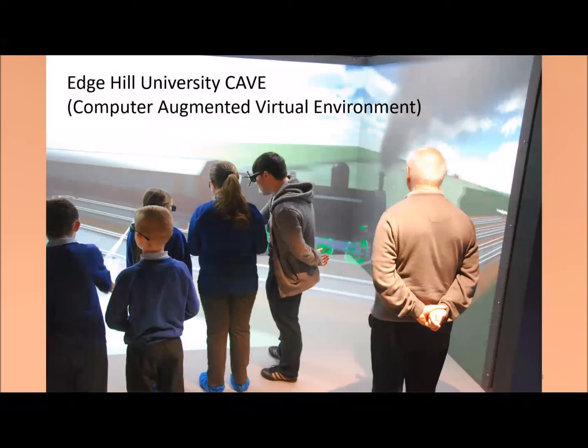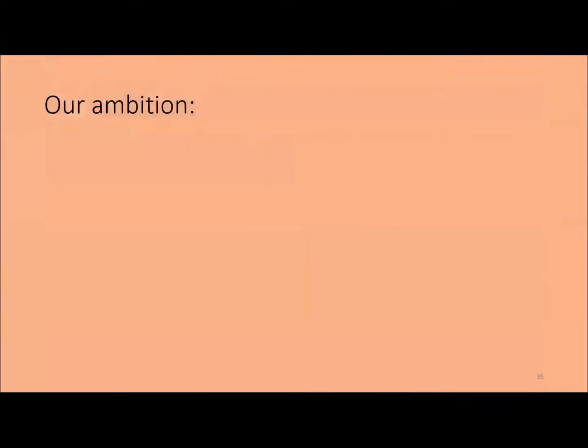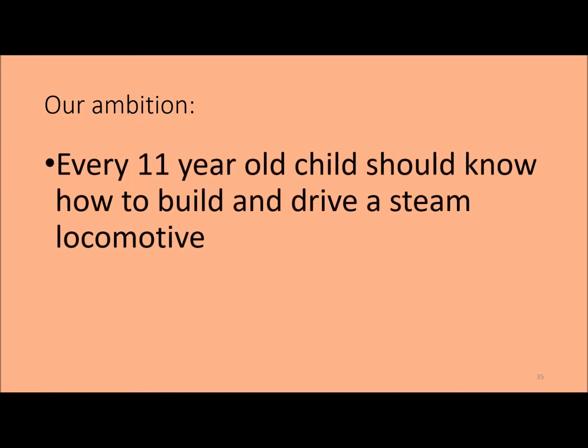We then take the children to Edgehill University. There they're able to run their locomotives in a computer-augmented virtual environment, a cave. That's me on the right, just keeping out of the way. And in this particular view, the children's locomotive is approaching Berska Junction Station. Our ambition: every 11-year-old child should know how to build and drive a steam locomotive, and why not?